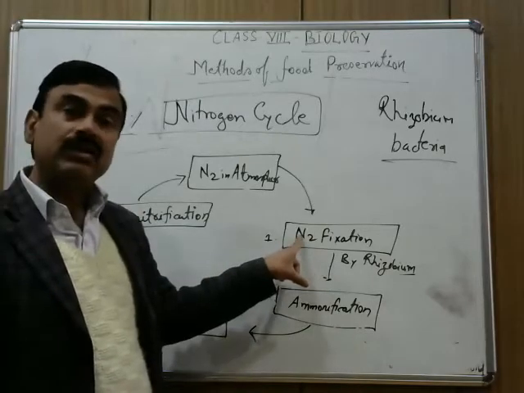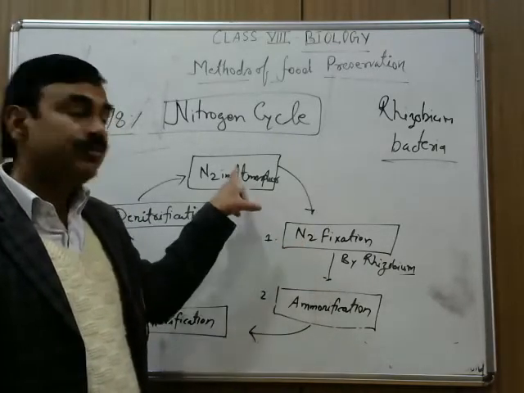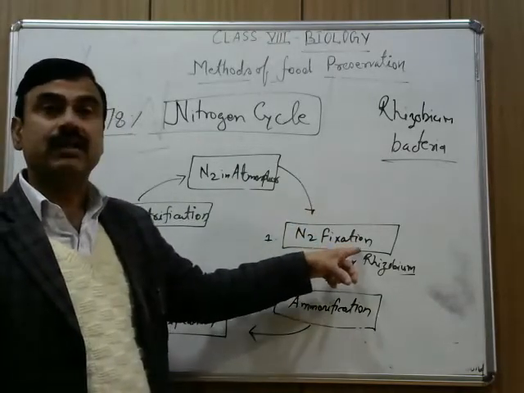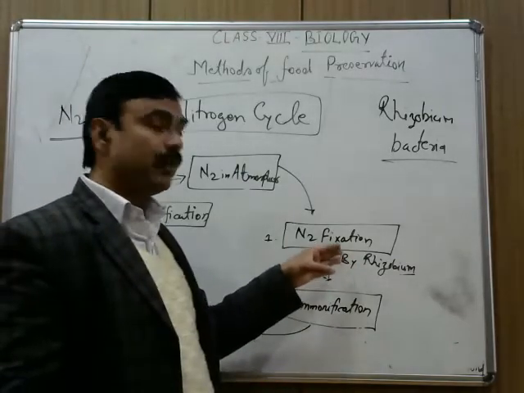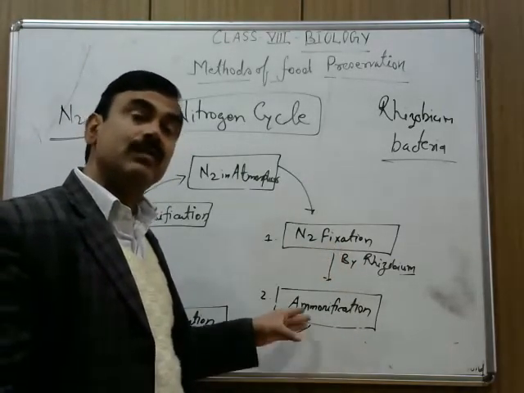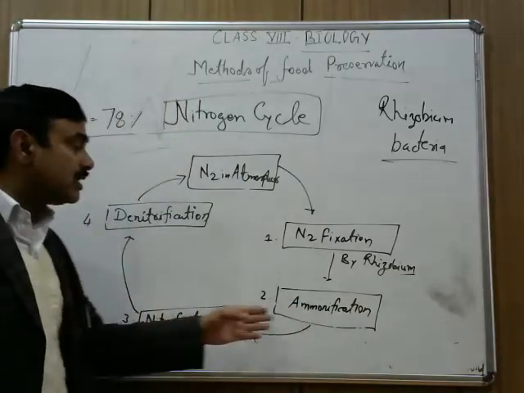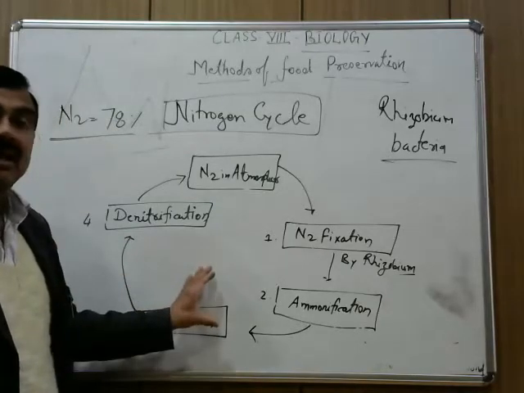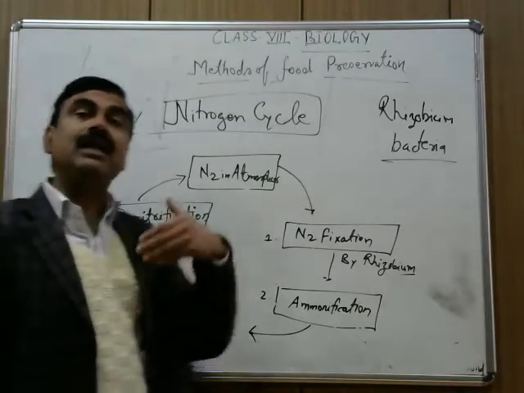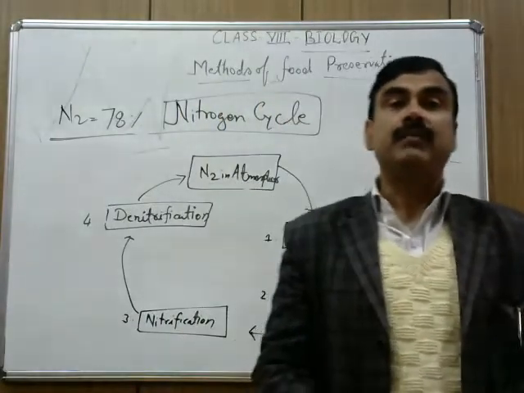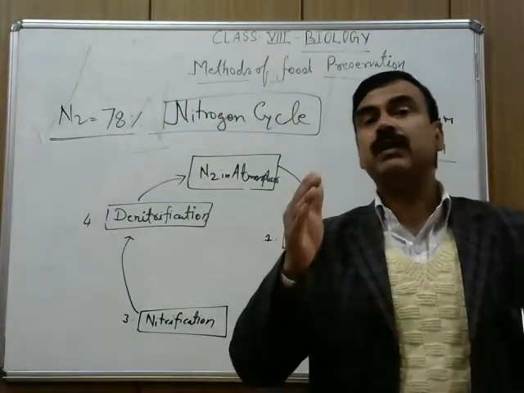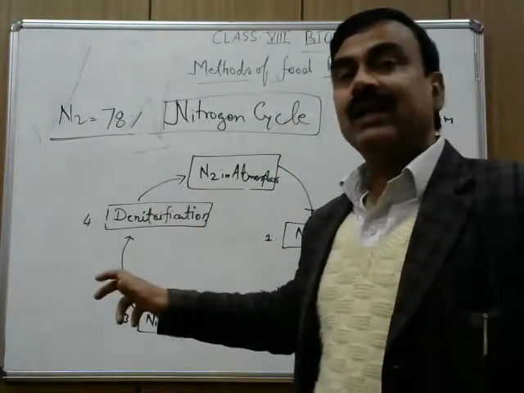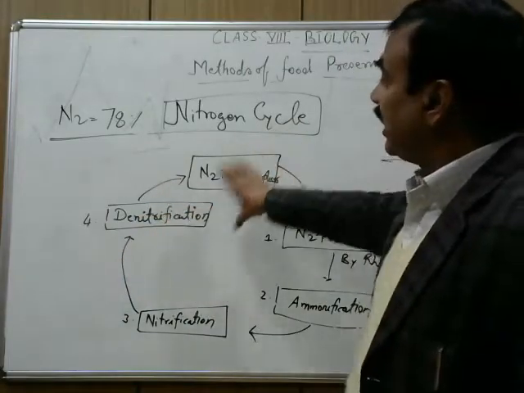Here in nitrogen fixation, the atmospheric nitrogen is fixed in the soil. In ammonification, protein is converted into ammonia. What is nitrification? This ammonia is converted into nitrite and nitrate. And then this nitrate is usable. So nitrate is the usable form of nitrogen. Got my point? And this nitrate then returns back to the atmosphere. You can see the arrow.